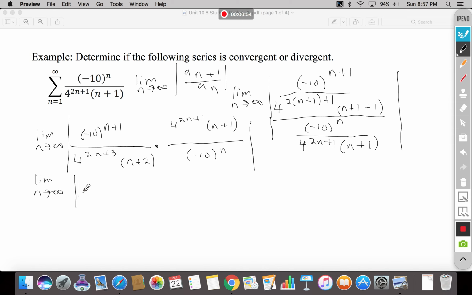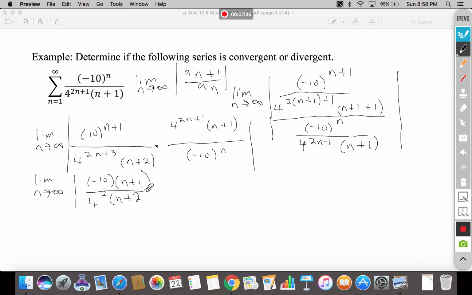I'm going to cancel everything out now and clean up this absolute value. My negative 10 to the n, negative 10 to the n, a lot of that will cancel out. I'll be left with negative 10 just kind of by itself. Negative 10 to the first power. My n plus 1 is going to stay up here. All right, it doesn't have anything to cancel out with. 4 to the 2n plus 1 and 4 to the 2n plus 3. Most of that will cancel out except for the 4 to the 2. So that'll stay in the denominator down here, right? So I can go ahead and call this 4 squared if I wanted to. All right. And then my n plus 2 is going to stay down there also.